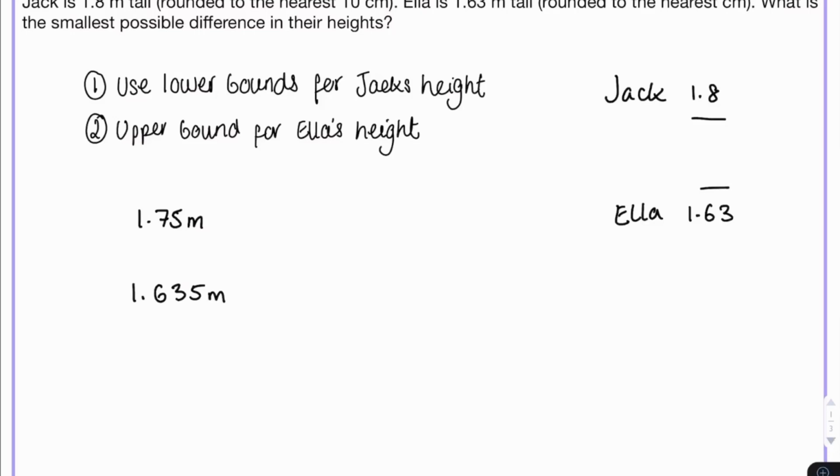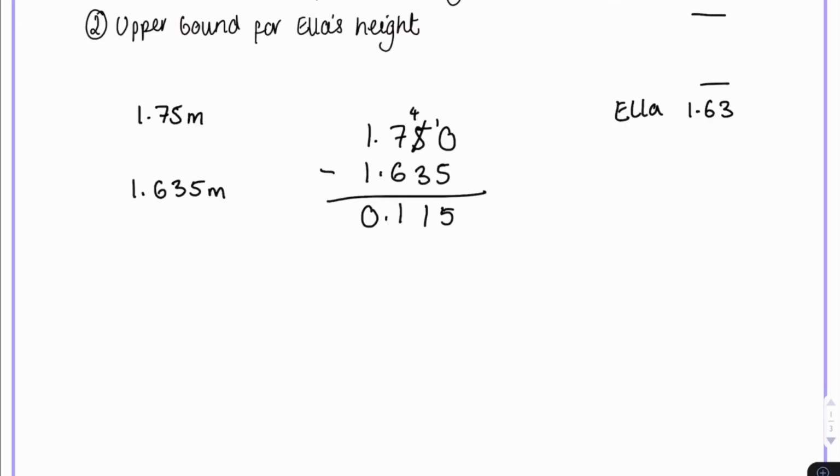Now to find the smallest difference, all you have to do is subtract. So 1.75 subtract 1.635. Cross out the 5, make it a 4. 10 minus 5 is 5. 4 minus 3 is 1. 7 minus 6 is 1. And 1 minus 1 is 0. 0.115, which is equivalent to 11.5 centimeters. And that is the smallest difference.